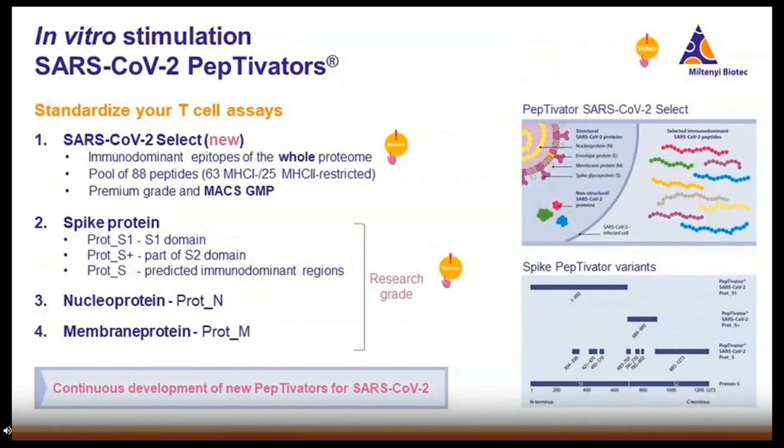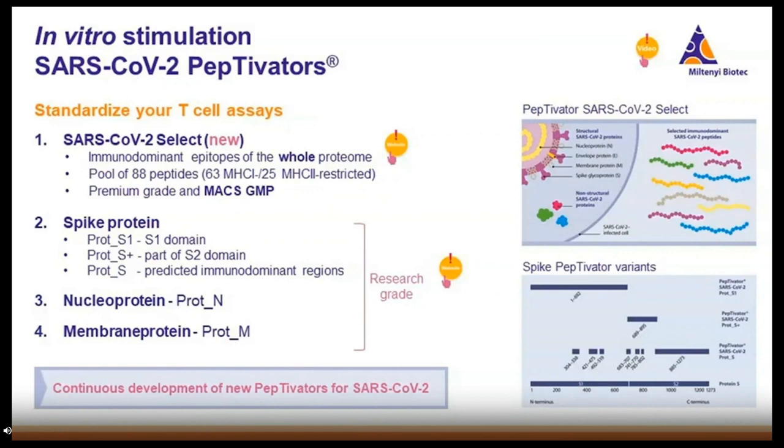So for example, we recently added the so-called SARS-CoV-2 Tivator Select, which contains immunodominant epitopes of the whole virus proteome. So it's actually a pool of 88 structural and non-structural SARS-CoV-2 peptides. Importantly, SARS-CoV-2 Select is already available in both premium as well as in max GMP grades.